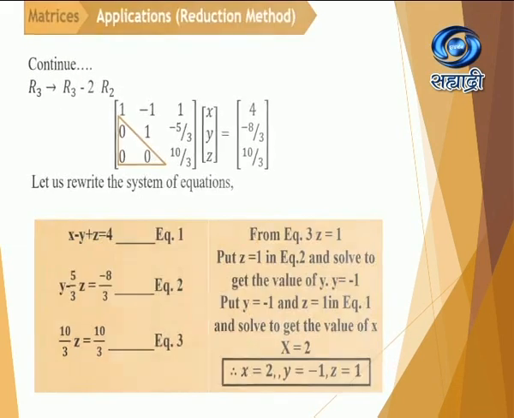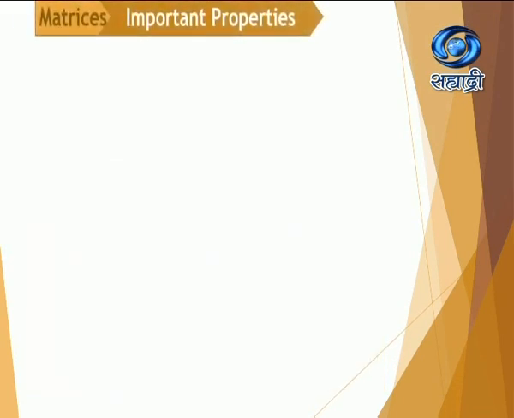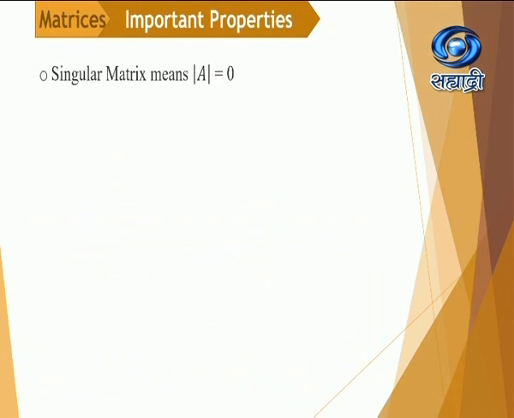I hope this is a very simple method. So, for applications, we have done two methods. One is inversion method, other is reduction method. Here are some important properties which we are going to use while solving MCQ type of problems as well as for fill in the blanks. Let us recall some properties from the chapter.